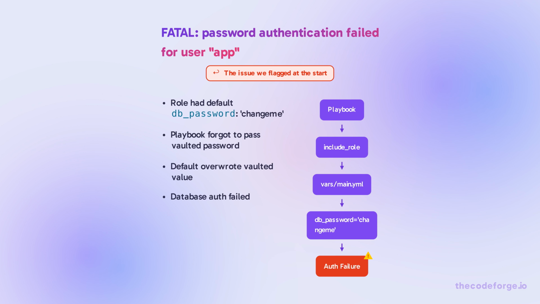This is the same issue we highlighted at the start. Here's exactly why that happened. The role had a vars/main.yml with a default DB password of changeme. The playbook used include_role with vars, but forgot to pass the DB password, so the default was used, overwriting the vaulted value. The database rejected the connection.